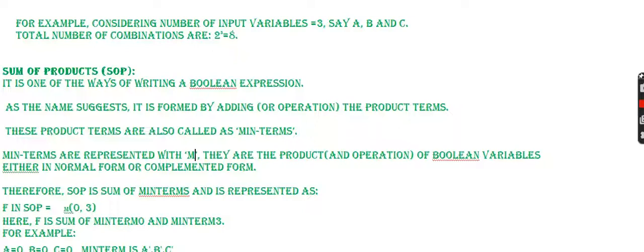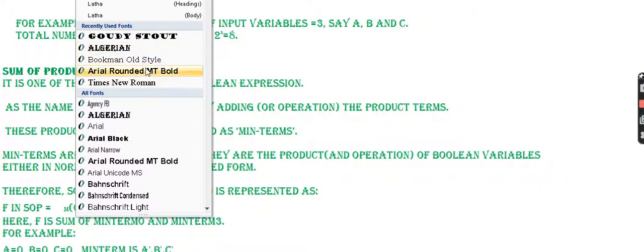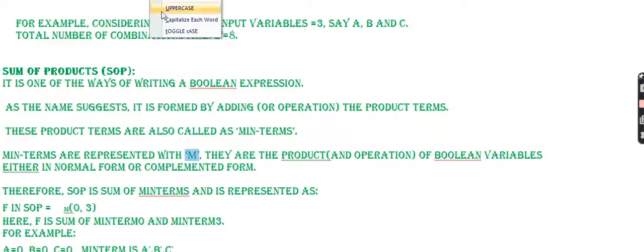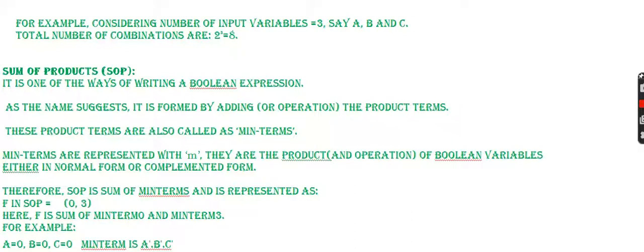Generally we represent min terms with a small letter. Min terms are represented with small m. They are the product (AND) operation of the Boolean variables either in normal form or complemented form. For example, A, B, C is a normal form. A bar, B bar, C bar are the complemented forms. A combination of these forms will give you the min term representation. Therefore, SOP is a sum of min terms and is represented in the form of small m of.